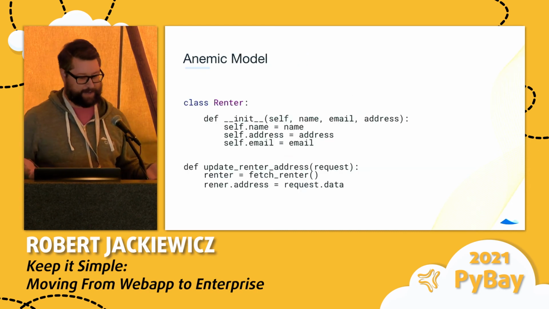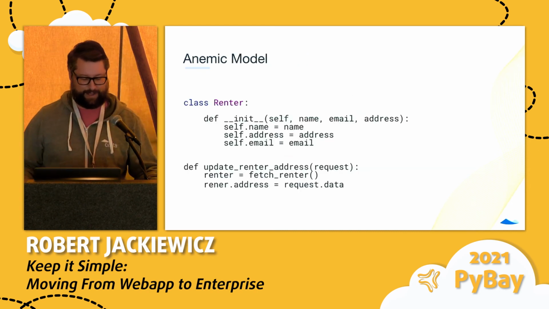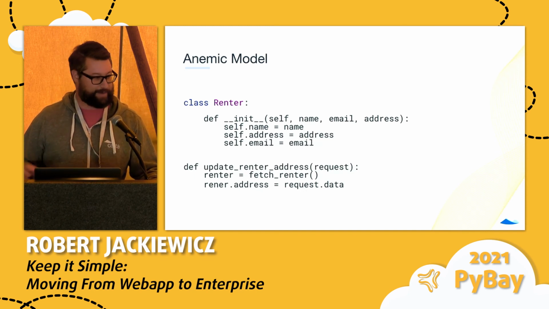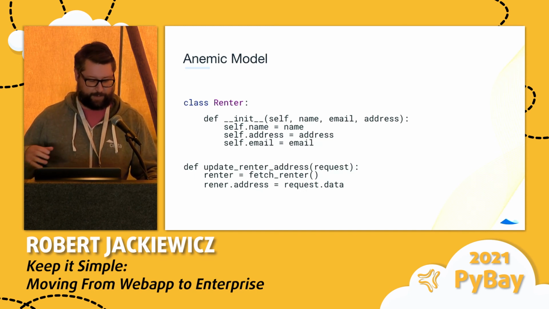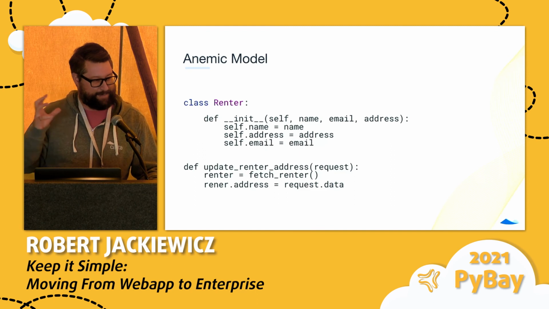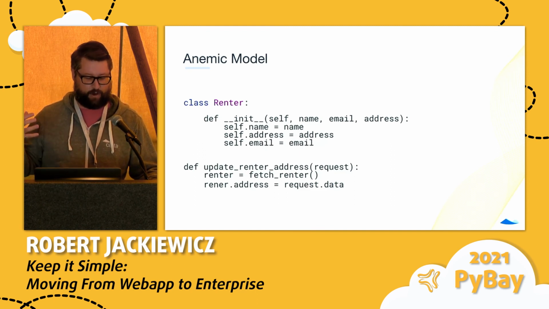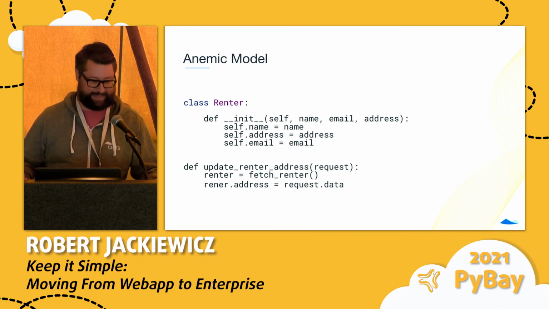So here's an anemic model. I tried to keep it really simple. Hopefully it's not too simple. So we have a renter object, and the renter object is just like a data class, but it mutates. And you can see that all the logic is in some other method. Like you're fetching the renter, and then you're changing the address from a web request.